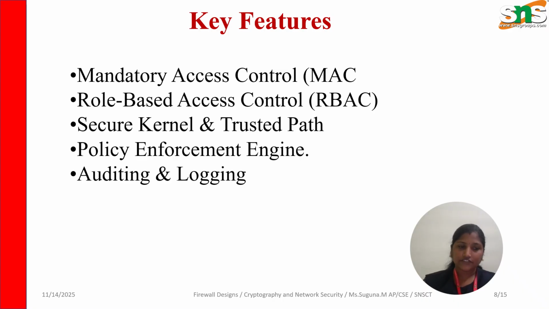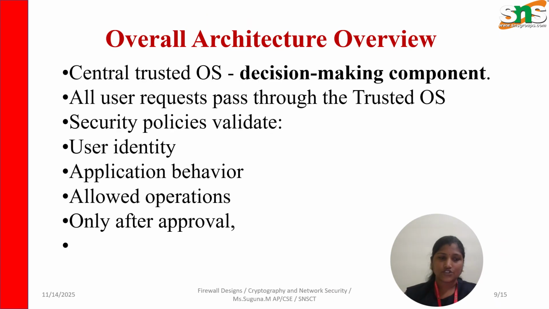So when we look at the key features here, the points come under mandatory access control, role-based access control, secure kernel and trusted path, policy enforcement engine, auditing and logging. So with all these types of access control, we are moving toward a complete access control mechanism. These features together create a system that attackers find extremely difficult to compromise. So let's move on to the architecture overview.